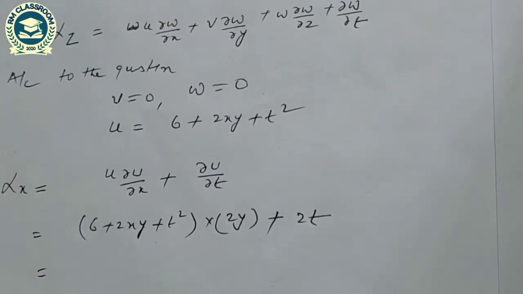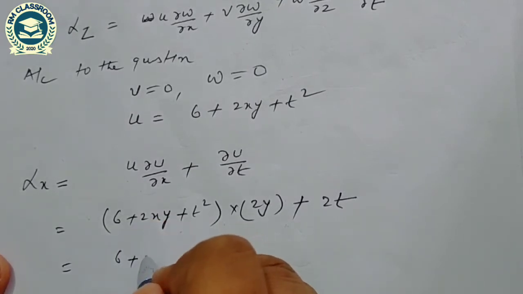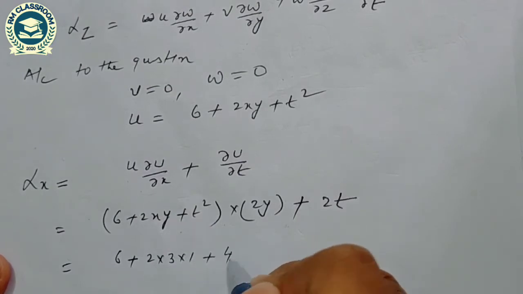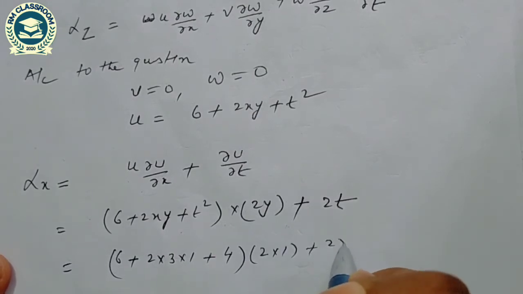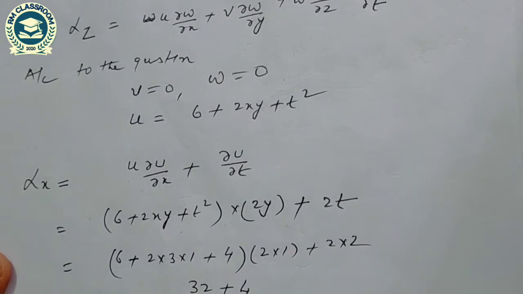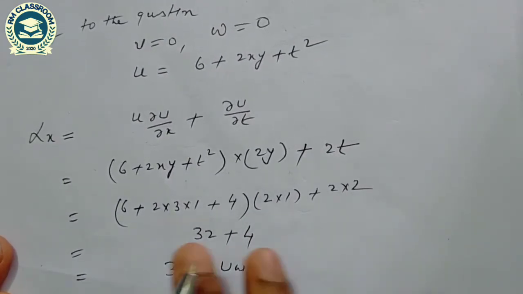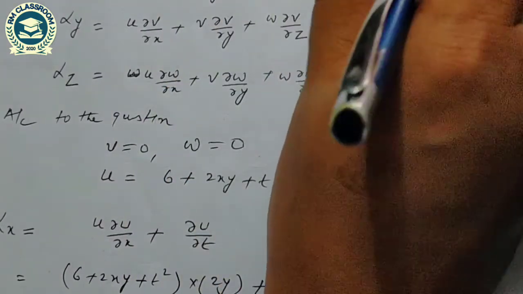Put the value of x, y, z and t given in the question. So 6 plus 2 into 3 into 1 plus t square 4, into 2 times 1 plus 2 into 2. So it is 6, 6, 12, 16, 32 plus 4, means it is coming 36 units. So the acceleration in x direction is 36 units. Option D is correct.